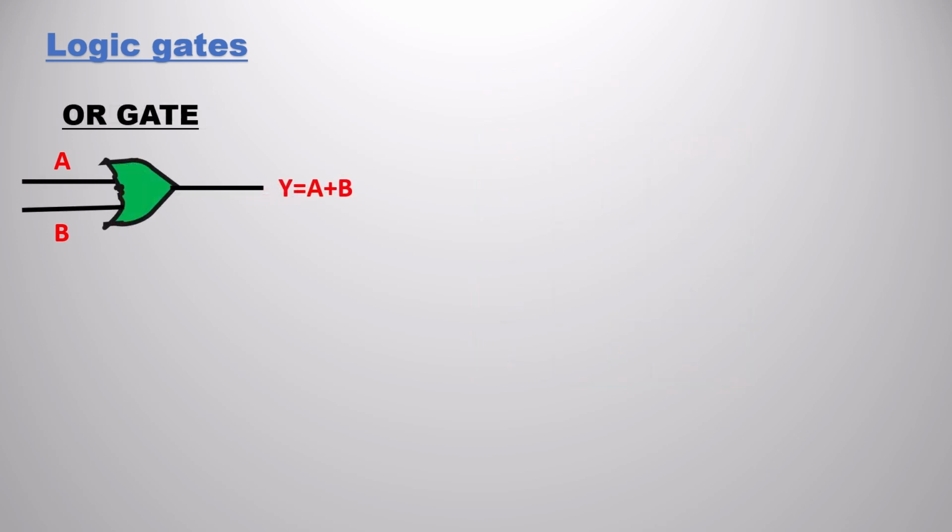The next digital gate that we are going to see is the OR gate. Basically it has two inputs, that is A, B. In the general case it might have 3, 4 or n inputs also, but in general cases we are going to use only two inputs. The output has the plus operator between them, that is y is equal to A plus B.